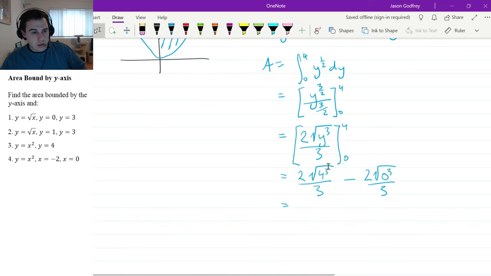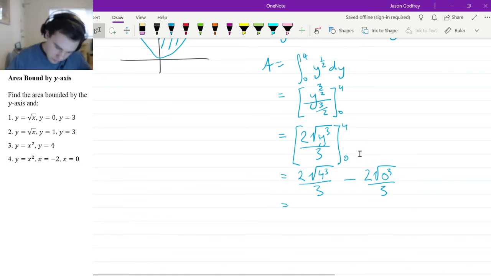So now here we get, again, put this in your calculator, but 4 cubed is 64, square root of 64 is 8, 8 times 2 is 16, 16 over 3 minus this bit will all be 0. So this will be 16 on 3 square units.